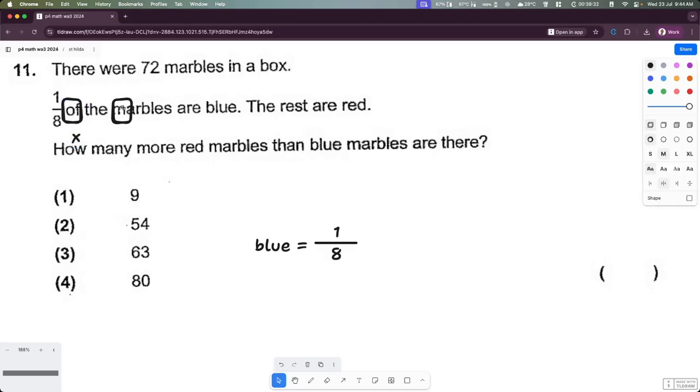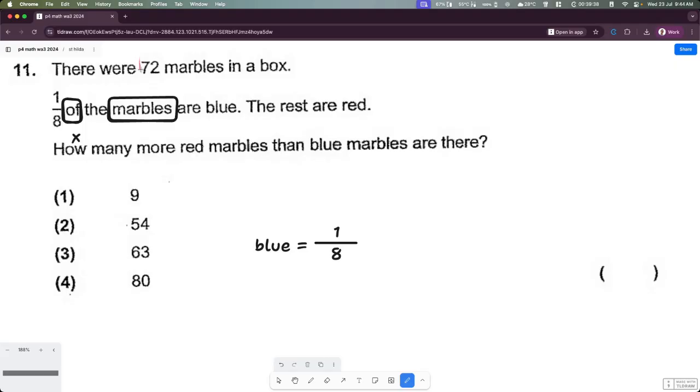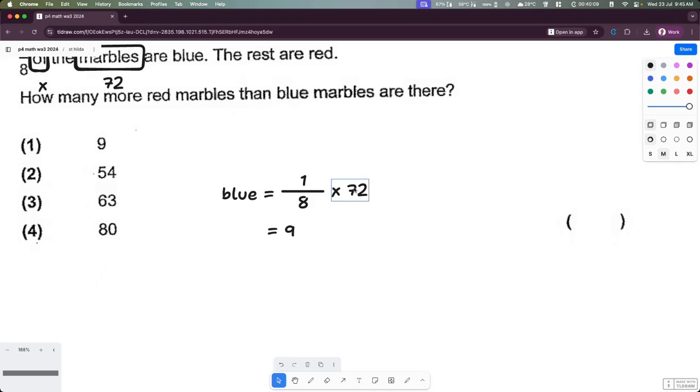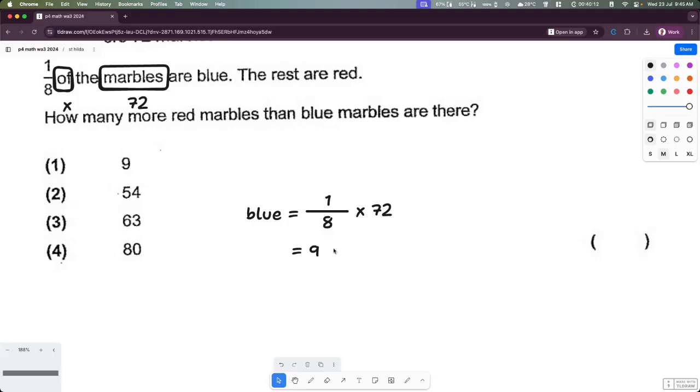What is the total number of marbles? In this case, it is 72. So this is 72. So 1/8, then we have times 72. In a way, you can say that it's 72 divided by 8, because it's just putting 72 on the numerator. If you remember your multiples of 8, 72 divided by 8 is 9. So now we know that blue is 9.